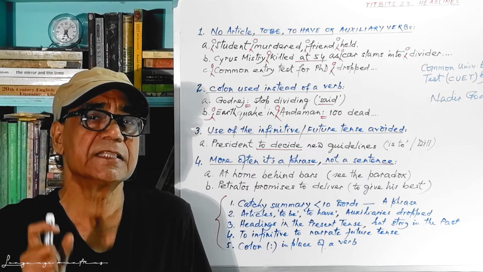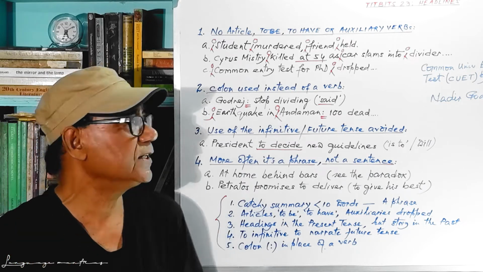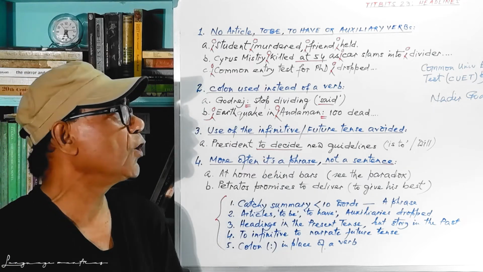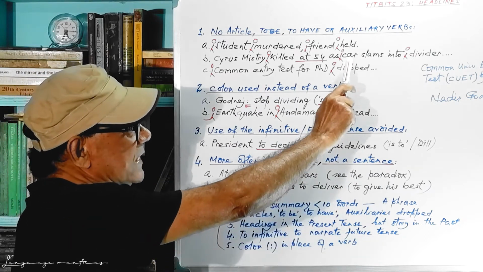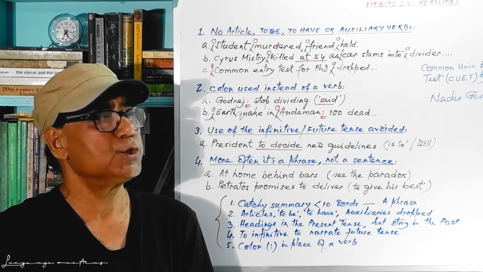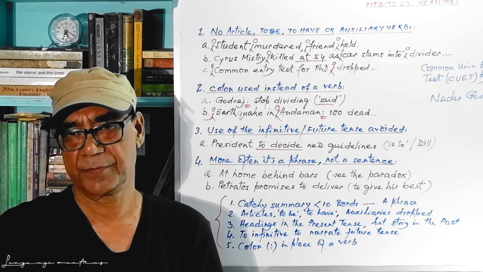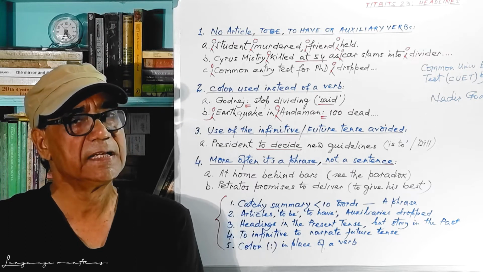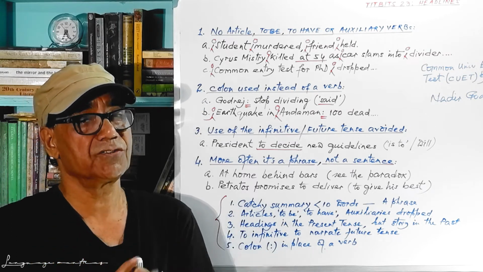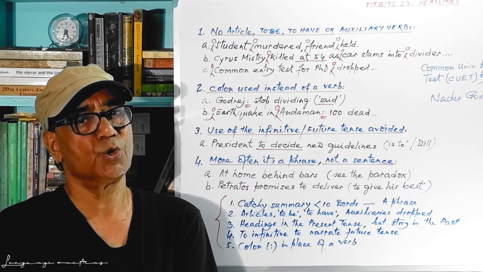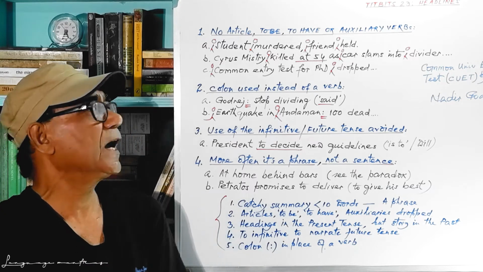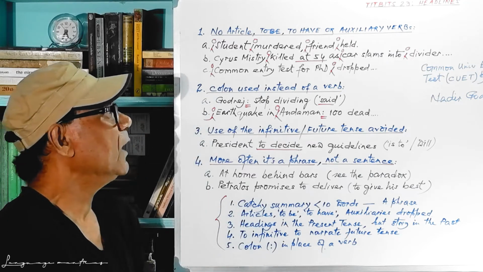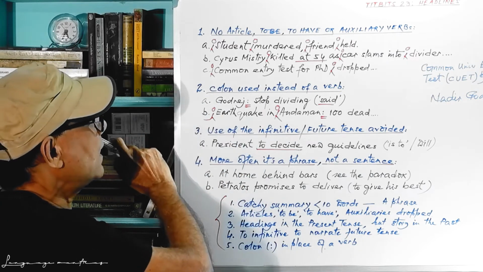So this is the exact meaning of the sentence. Cyrus Mistry is killed at the age of 54 as his car slams into a divider near Mumbai, etc. So you see, the caption is in the present tense, but the main story is in the past tense. And this is true about the first instance also. Remember this one.